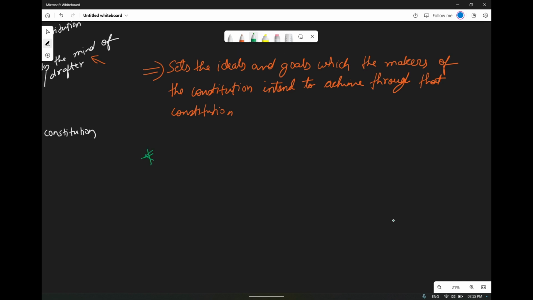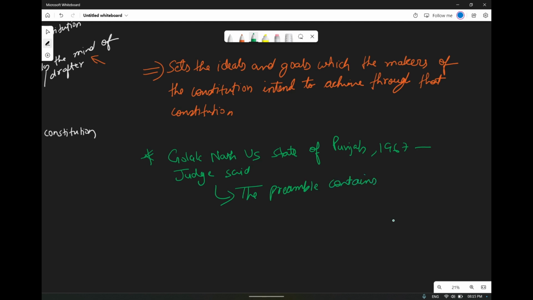So in 1967, in Golaknath versus State of Punjab, the judge said that the preamble contains, in a nutshell, its ideals and its aspirations.